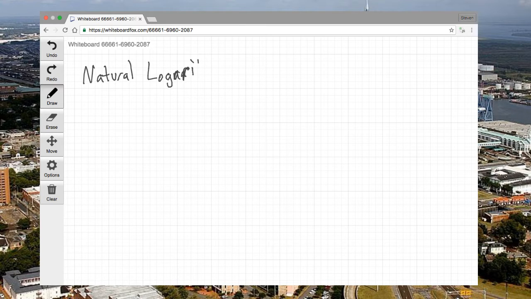Logarithm, I gotta spell that correctly for you. We usually use the notation ln of x. And the way we define it is actually to do the thing we want it to do. We want it to represent the integral of 1 over x, or 1 over t, dt in this case.